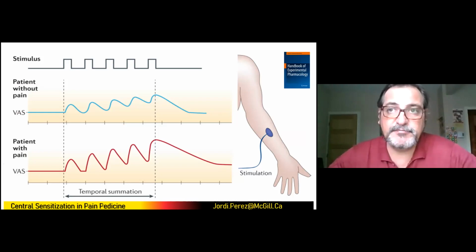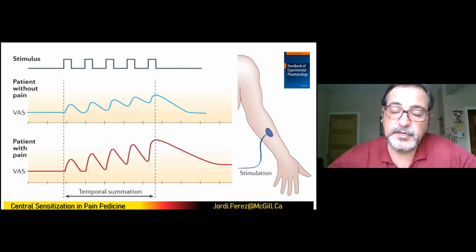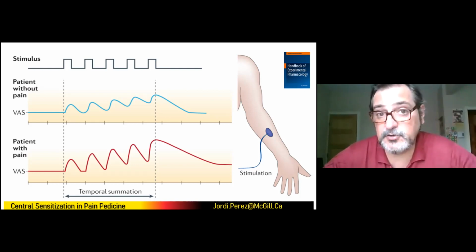Temporal summation is defined as increased response to discrete painful stimuli. So in a patient without pain, in blue, you can see there is temporal summation, although you can see that there is a tendency to increase the response, it's not very meaningful. In fact, typically it's not even significant. But in a patient with pain, repeated application of painful stimuli triggers exaggerated responses to that stimulus. This is clearly known as hyperalgesia.